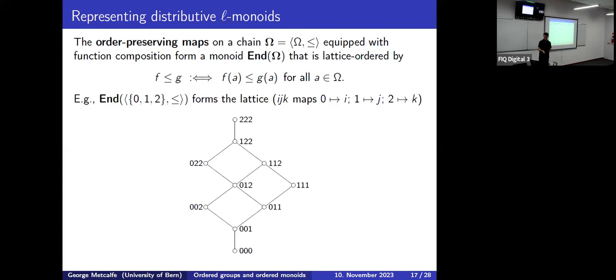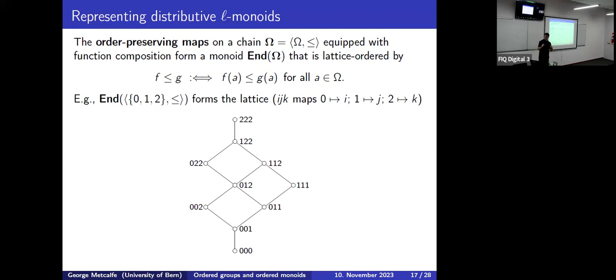And I'll just give you an example here. Let's take the chain with 3 elements, 0, 1, and 2, and look at the order preserving maps on this. It doesn't take long to calculate. There are 10, and they form a lattice which is displayed on the screen here.